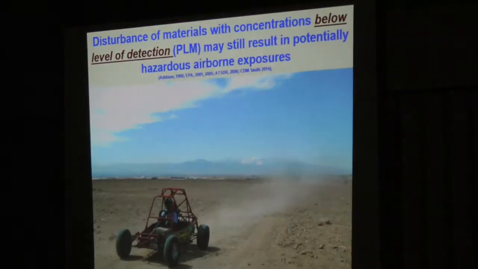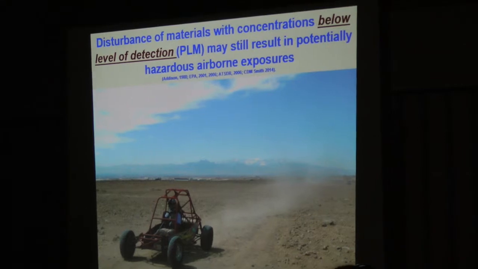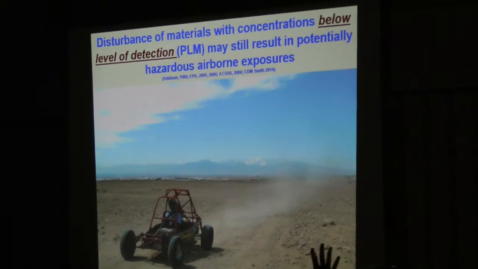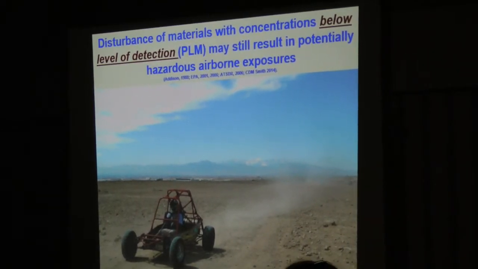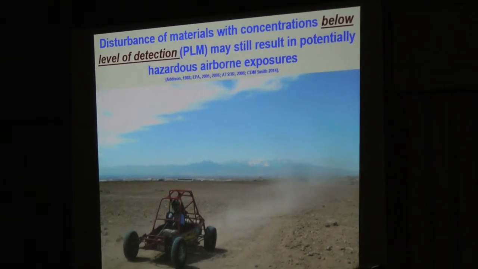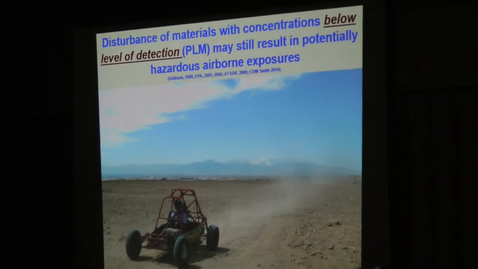The next slide. Here's the reason why we care. We really want to measure very low concentrations because if you use the conventional method, the polarizing light microscope, you can get results that say non-detect. And yet we know that soils that have tested as non-detect can still generate hazardous concentrations of asbestos in the air.